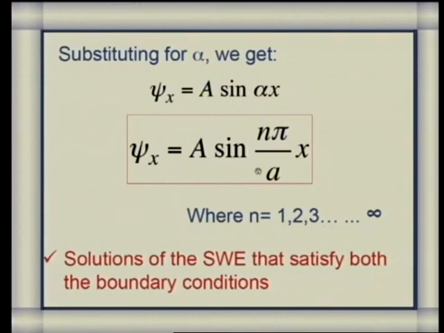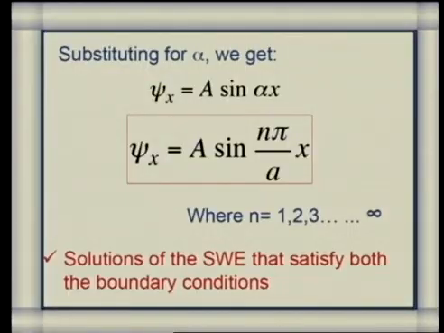Now what is the qualification of this wave function? This wave function is a solution of the Schrodinger wave equation we formulated, number one. Number two, it adheres to the first boundary condition, and also to the second boundary condition. So this is a set of wave functions which are the solution of the Schrodinger wave equation of a particle in a one-dimensional box. Also, n can have a value of 1, 2, 3, 4 up to infinity. What does it mean? This means we have a series of wave functions, all of which are solutions of the Schrodinger wave equation.